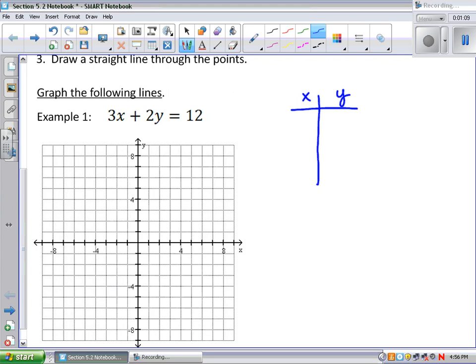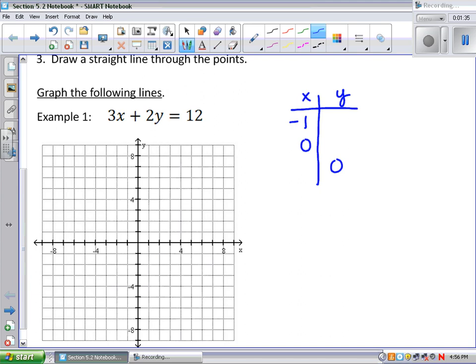And I choose values very close to 0 because I don't want to be graphing numbers like 100 on my axis. So I'm going to pick x values in this example. X is -1, x is 0. If you would like to, you can choose a y value. If I choose y equals 0, it means I'm trying to find that x-intercept. Also a very nice point to find.